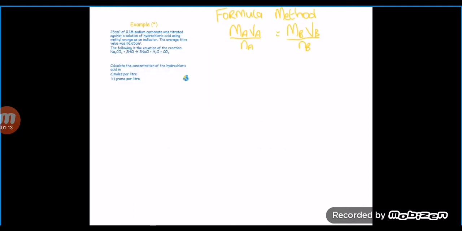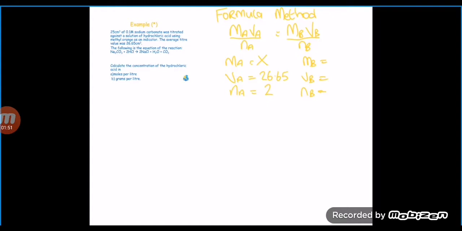So we're going to just look at the formula method very quickly. The formula is MA by VA over NA equals MB VB over NB. So A stands for acid and B stands for base. MA is the molarity of the acid, and that's what we're trying to find, so that's X. The volume of the acid, you can see in the question, the average titration figure was 26.65. So that's the volume of your acid, 26.65, and N stands for the number of moles from the balanced equation, which we can see here is 2.